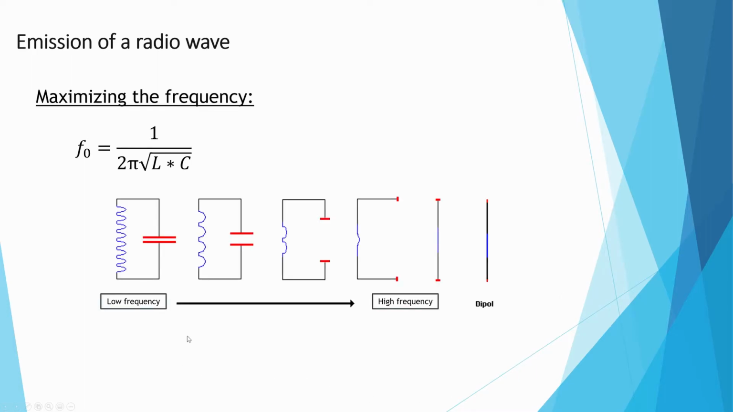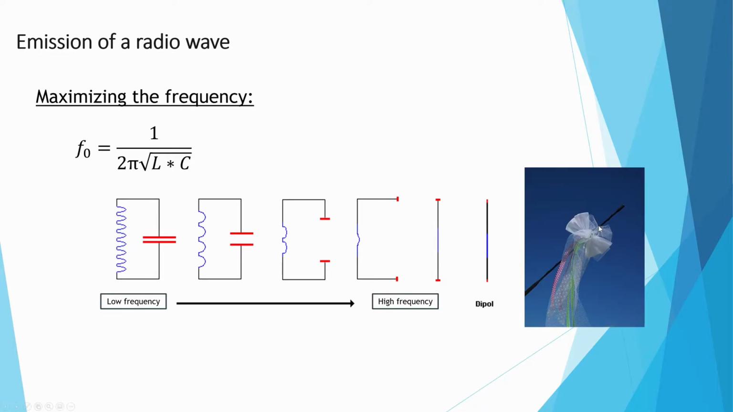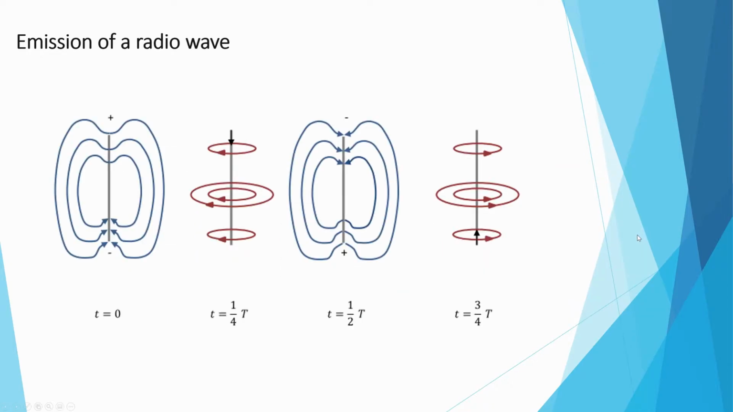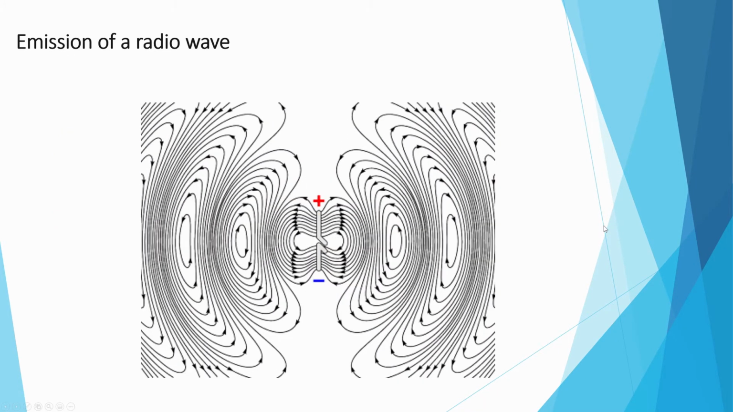At first we need to reduce the inductance, which we can do by reducing the number of convolutions. Then we also need to reduce the capacitance, which depends on the distance between the two capacitor plates, so we need to increase the distance. When we do that, the result looks like a line called the Hertz dipole, which is nothing more than our conventional radio antenna. As you can see here, the constant change of E and B field is now happening on our antenna. This leads to the emission of radio waves.